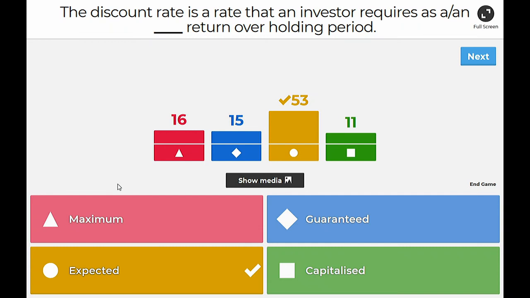Discount rate is the rate we use to discount all of the future cash flows that the property generates. But in investment, nothing is guaranteed, so we can discard that answer. It's not the maximum, because potentially you can earn a greater rate of return than what you're discounting your cash flows at. It's not a capitalized rate of return, so it's not a cap rate either. So it is expected. All of the things in investment are based on your expectations.